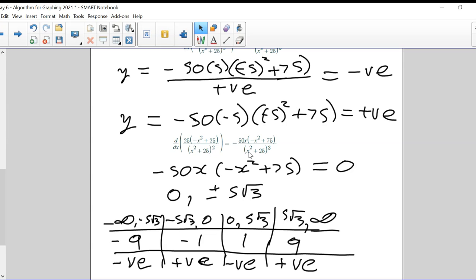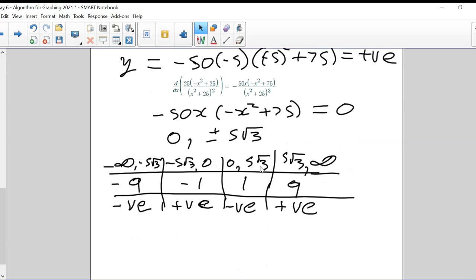So that's an excellent question to ask, and I'm glad you asked it. It's not always that you're going to ignore the denominator, but in this case you can, because the denominator will always be positive. So that's a very good question to ask.